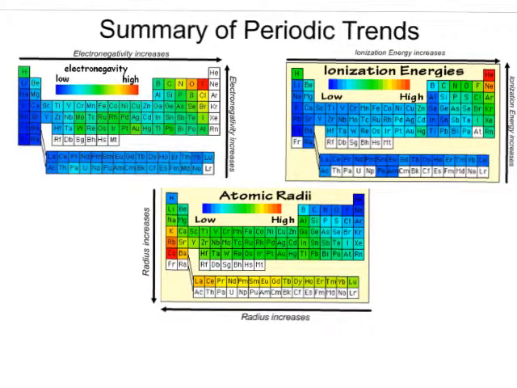Then we have the atomic radii. The radius increases as we go down, and the radius increases toward the left. So those are the summary of the periodic trends we're going to talk about today.